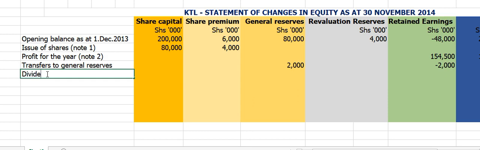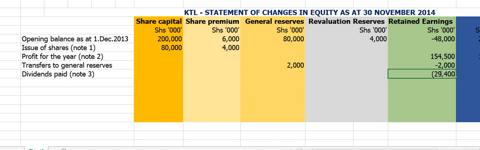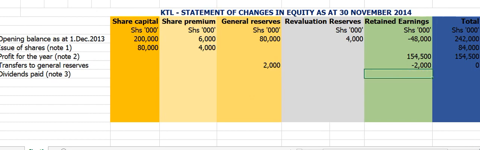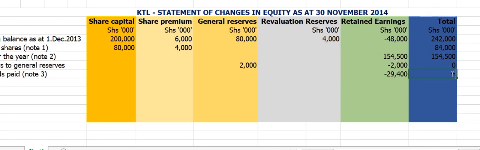So dividends paid. That is note 3. We have seen a payment of how much? A payment of 29 millions 400,000. It's a minus 29.4. It's a minus. Total, it will be 29.4, the minus.